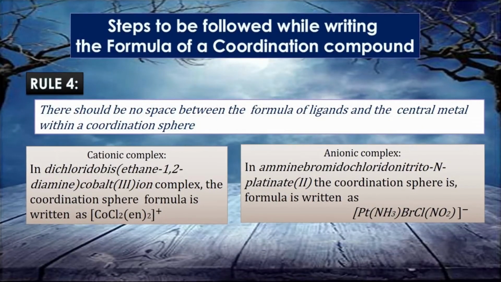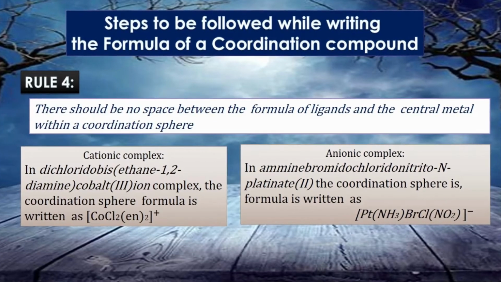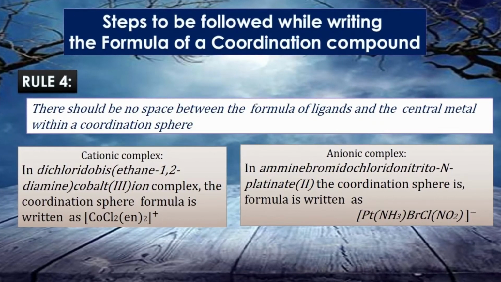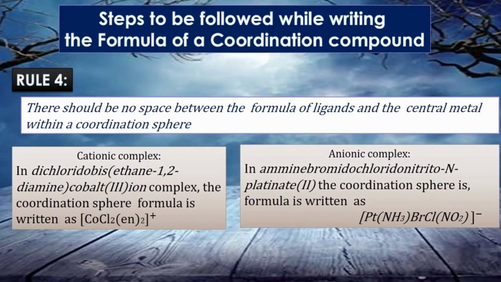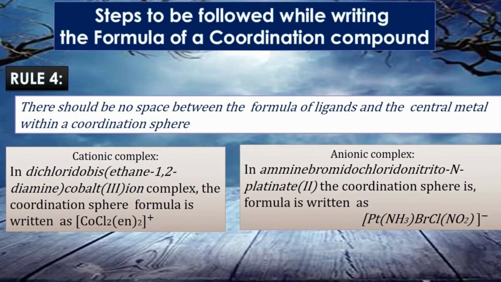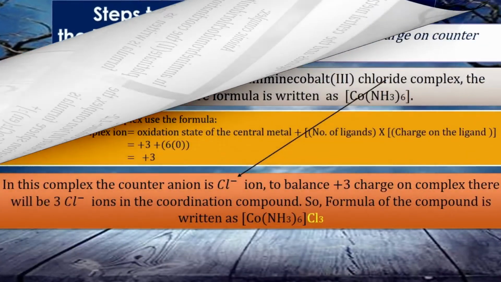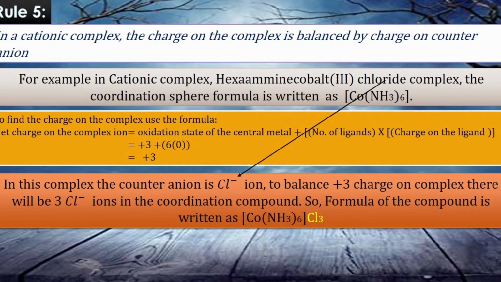The fourth rule to be followed while writing the formula of a coordination compound is that there should not be any space between the formula of the ligands and the central metal atom within the coordination sphere. The fifth rule is that charge on the cation should be balanced by the charge on the anion.